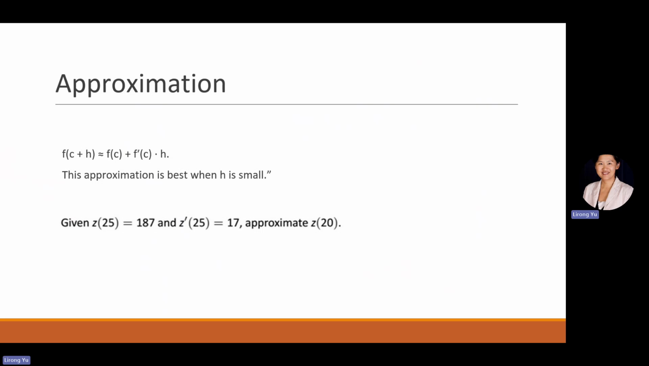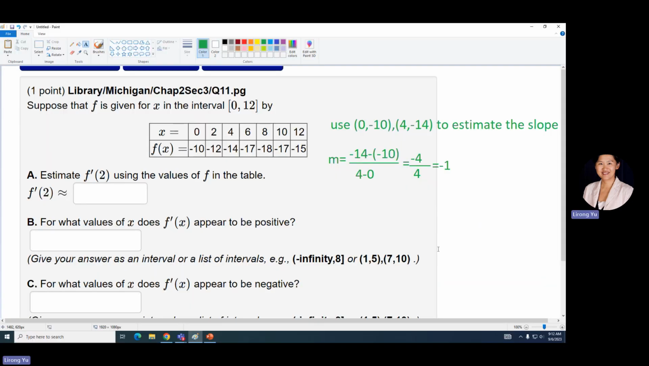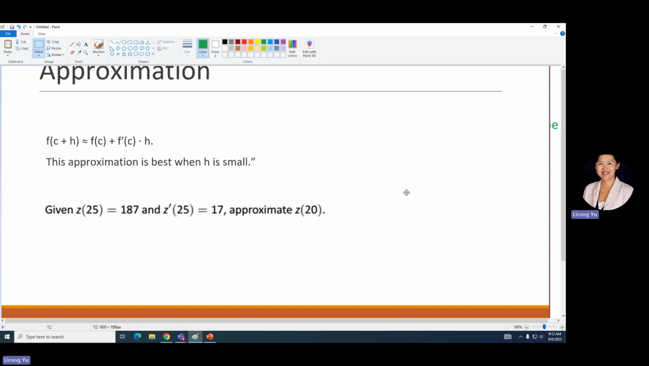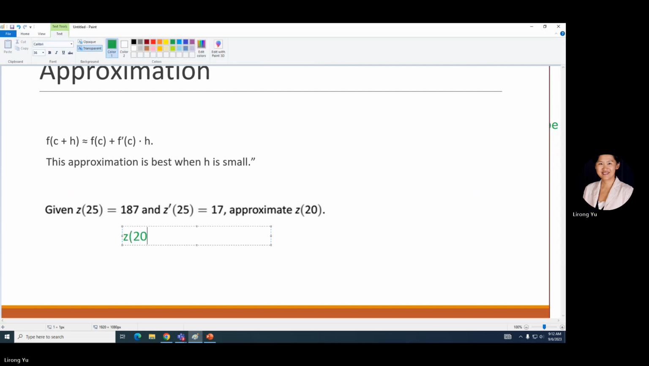Below here, we have a little exercise. Suppose that the original value at 25, when x equals 25, the z value is 187, and the derivative is 17, meaning that the rate of change at 25 is 17 per x value. So we want to estimate what is the z at 20, and this can be calculated using the formula that you see on the board. Or you can also think of it using the formula over there. So really, we're trying to figure out what is z at 20.